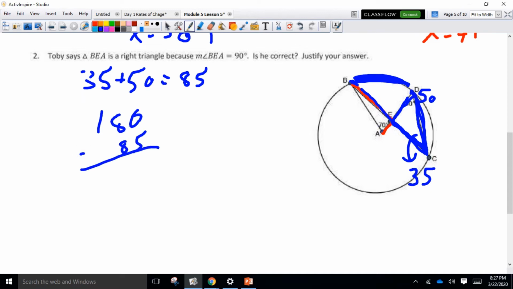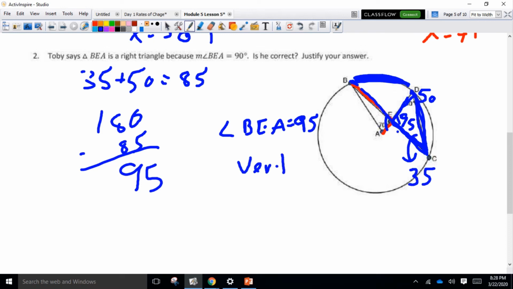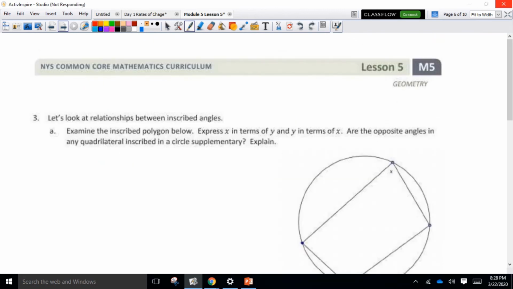180 minus 85 is 95. That means this angle right in here is 95. And these are vertical angles. That means angle BEA is 95 because vertical angles are congruent. So don't be wrong.